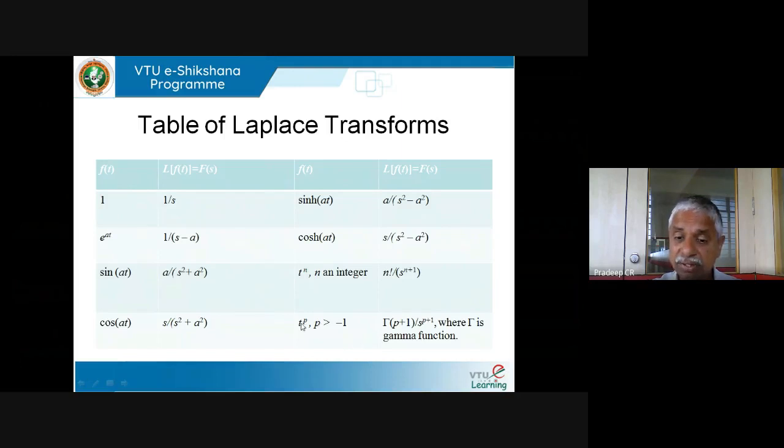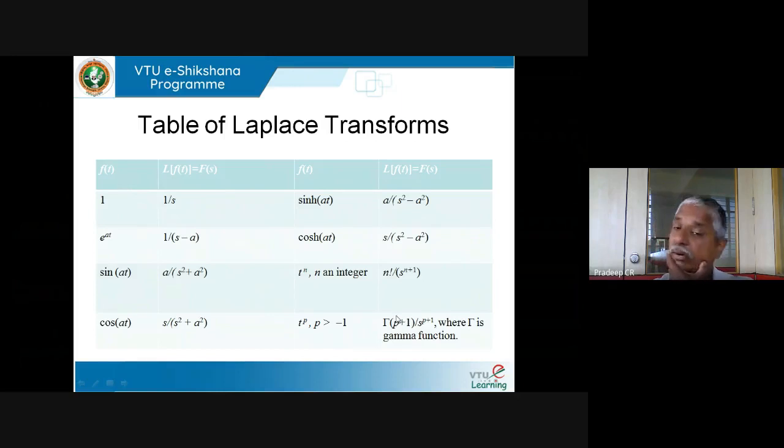There is an extension of this. It says for t power p, where p is any number greater than minus 1, it will not be an integer. So for example, p can be half, p can be 10.5, p can be 13.2, any number, and it need not be an integer. Then Laplace of t power p is gamma of p plus 1 by s to the power of p plus 1, where this is the gamma function.